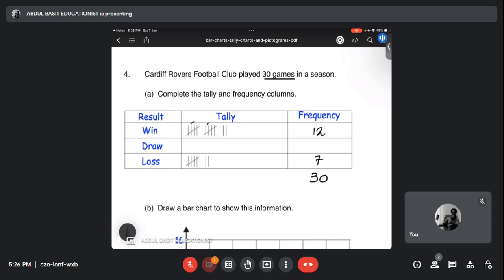So we need to see how many are draws. So 30 minus 7, 12 minus 7. So there are 11 draw matches. Agree, everybody? Yes or no? So 1, 2, 3, 4, 5. 1, 2, 3, 4, 5. Now it's 10 plus 1, 11. Right, Maro? Do you understand this?